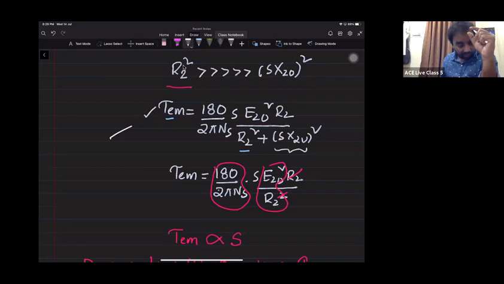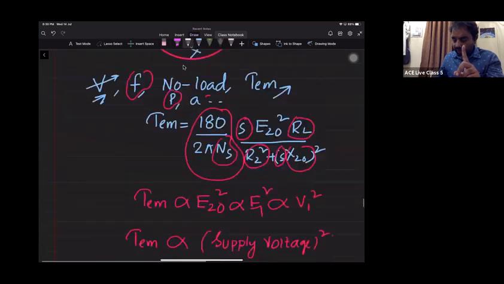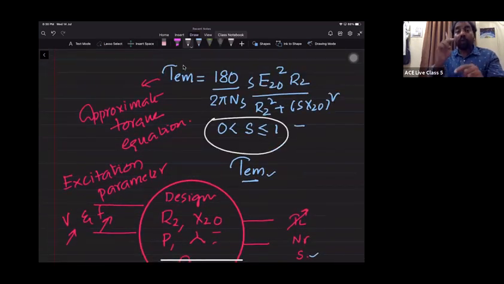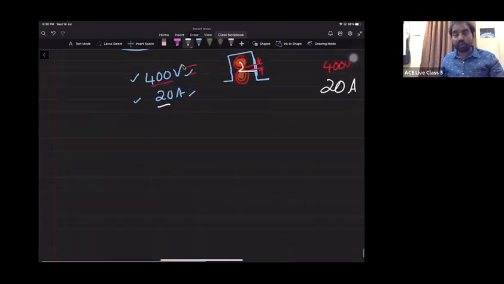So with that rated voltage, with that rated current, the developed torque is nothing but electromagnetic torque. So can I say full load torque is nothing but one value of torque in the range 0 to 1, when the windings are carrying rated current with rated voltage. Is this point clear? Confirm me, all of you.